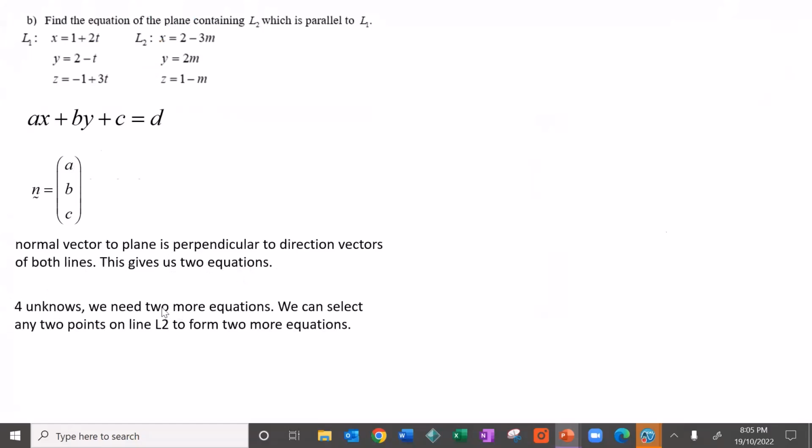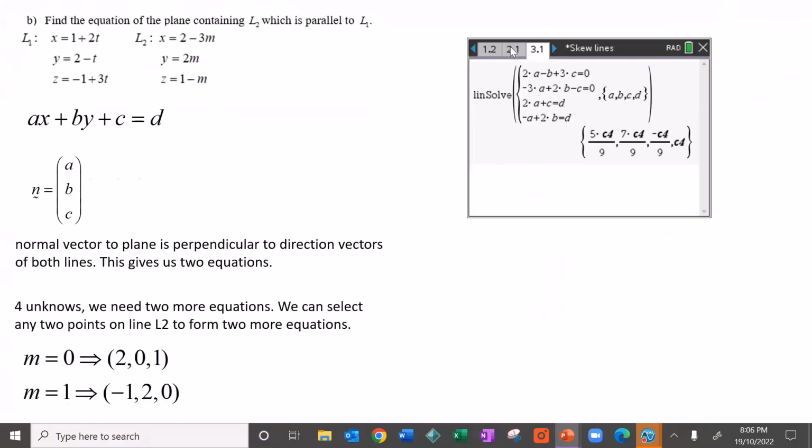Because we have 4 unknowns, we need 2 more equations. But we know that the plane contains L2, so we can select any 2 points in this plane to form 2 more equations. Easy points: if parameter m is 0, the point is 2, 0, 1; if the parameter is 1, and of course we can use any. Now we form 4 equations. The first 2 use the dot products, and the other 2 use our points in the plane.